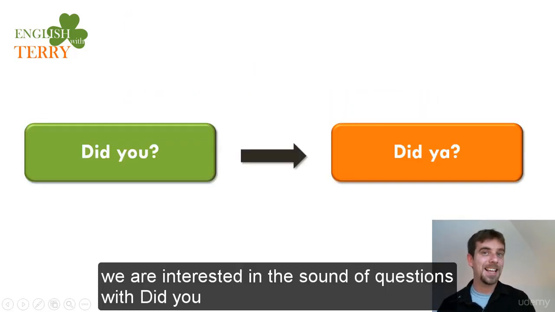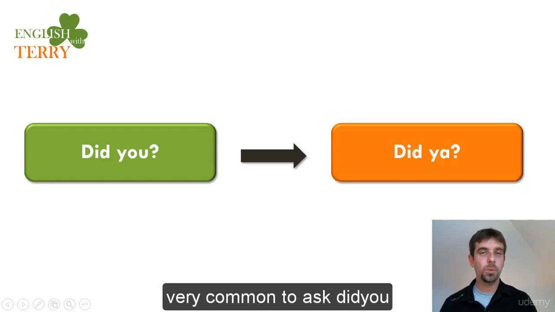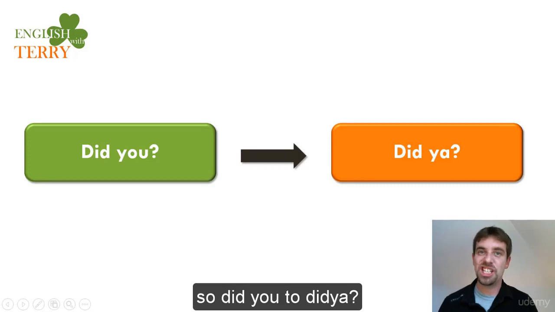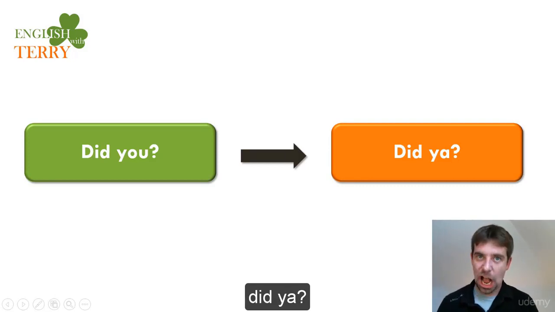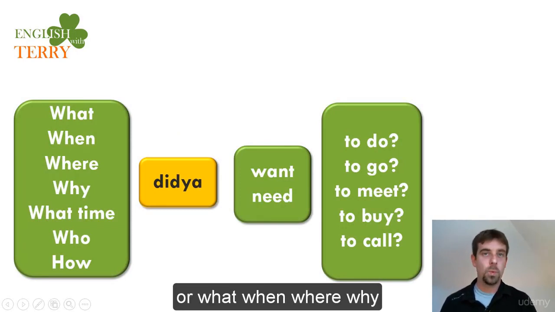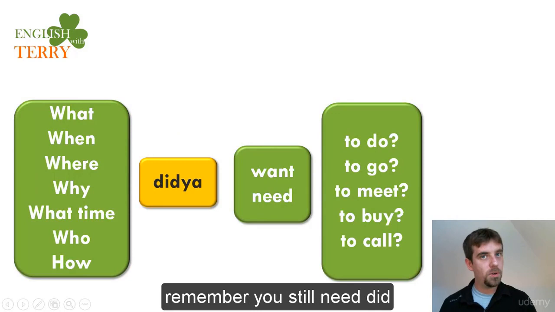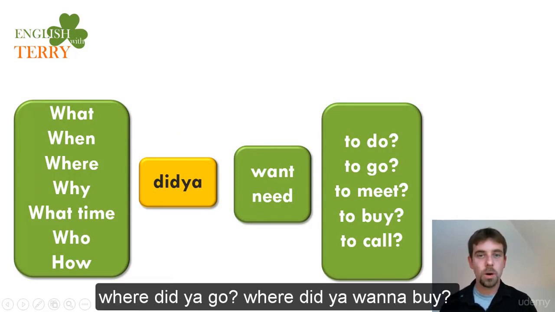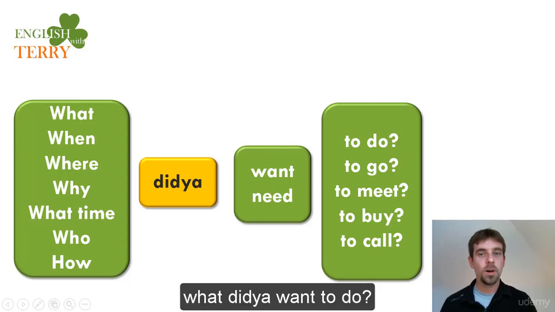We are interested in the sound of questions with did you. Very common to ask did you. So did you to did ya. Did ya. After WH words, what, when, where, why, remember, you still need did for did ya. So where did you go? Where did you want to buy? What did you want to do, etc.